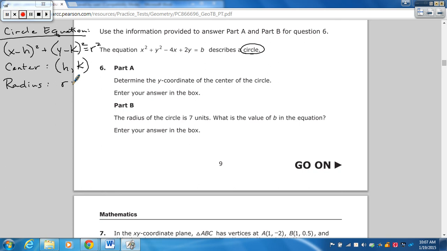So the first part is to determine the y-coordinate of the center of the circle. How do we do that? Well, we're trying to find this k right here, that y value, that y-coordinate. And what I'm going to do is I'm going to order this equation, so I'm going to group all the like terms. But in order to figure out the y value over here, we have to do what's called completing the square.